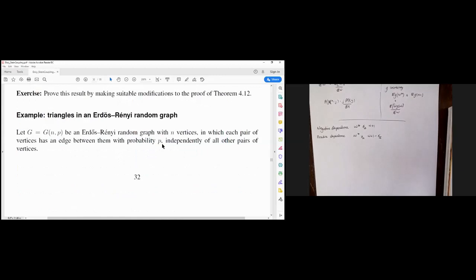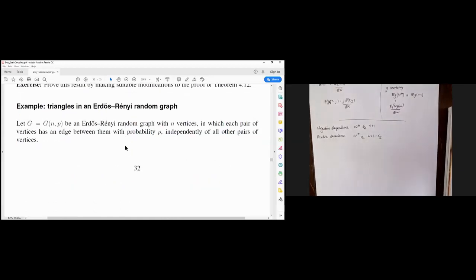So if I want to count the triangles in an Erdős-Renyi graph. In the Erdős-Renyi graph model, I've got n vertices. Any pair of these is connected by an edge with probability p, independent of everything else going on. So for each pair of vertices, I toss a coin, and if it's heads, which happens with probability p, I draw an edge between those two. If it's tails, which happens with probability 1 minus p, then I don't.